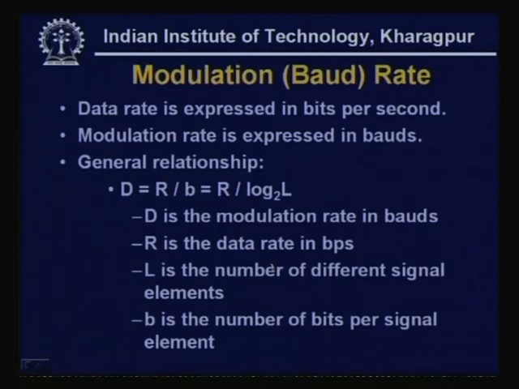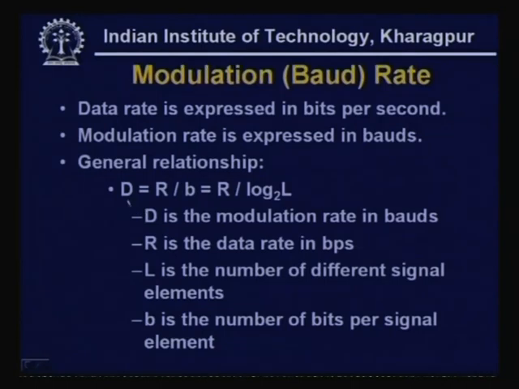Before we compare the various techniques that we have discussed in this lecture, one important parameter, which I have already mentioned, has to be taken into consideration, that is the data rate, and another is the modulation rate. Modulation rate is expressed in terms of baud, and data rate, as you know, is expressed in terms of bits per second. Now, what is the relationship?